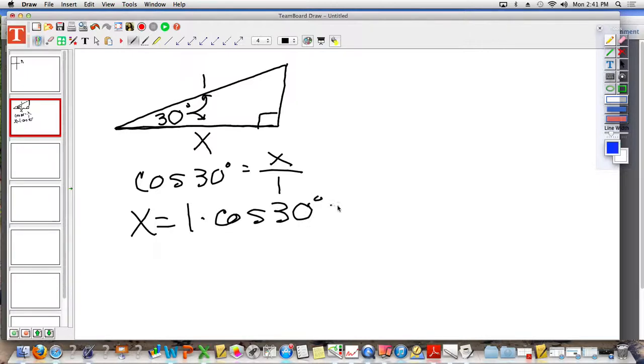So please, right now, on your calculators, I would like all of you to, first of all, make sure that you are in degree mode. Make sure you're in degree mode, and then I want you to calculate this for me, please. One times the cosine of 30 degrees. 1 times the cosine of 30. You get 0.866. Yeah? And that's a rounded value.